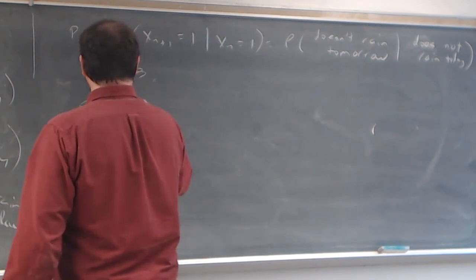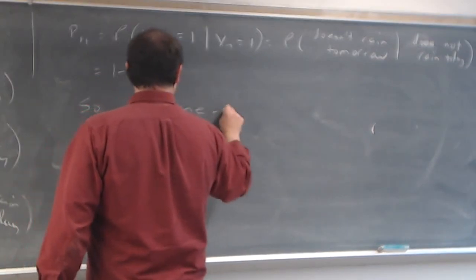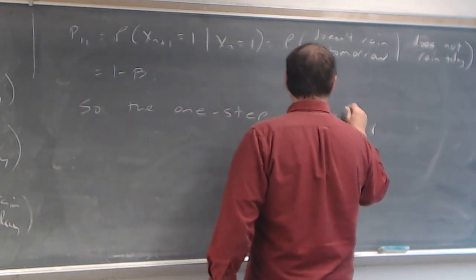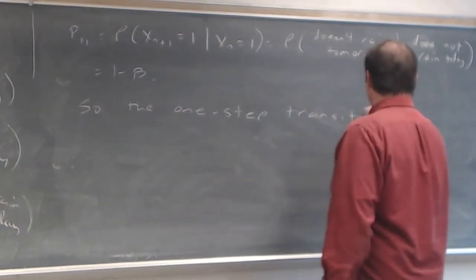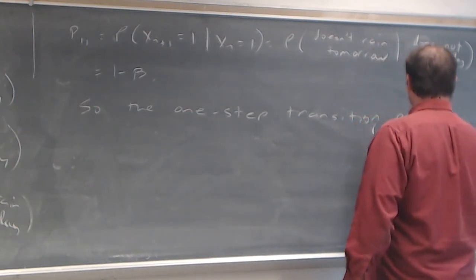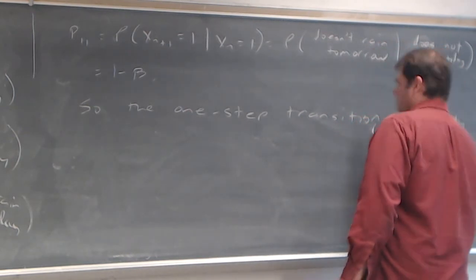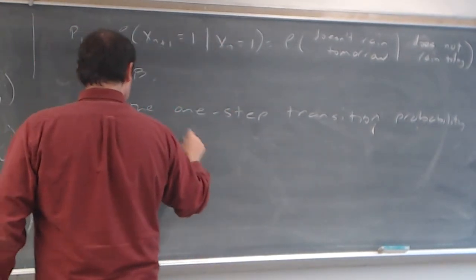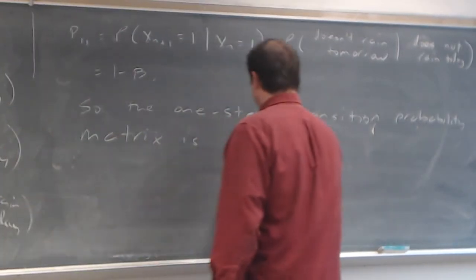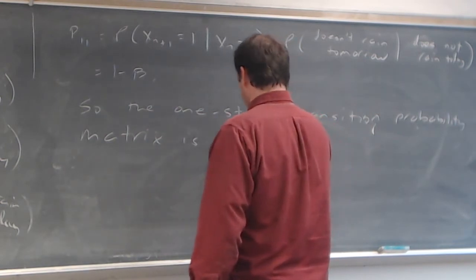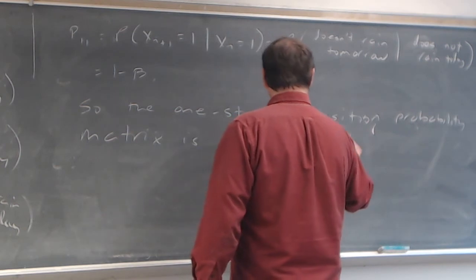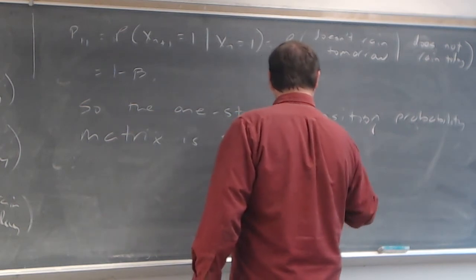So, the one-step transition probability matrix is P equal to alpha, 1 minus alpha, beta, 1 minus beta.